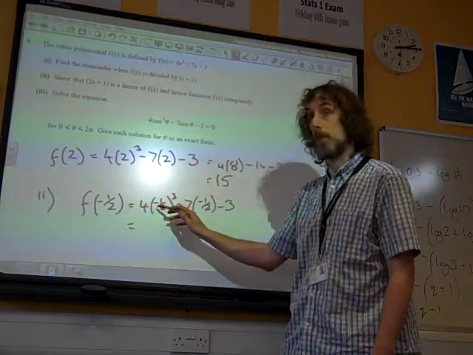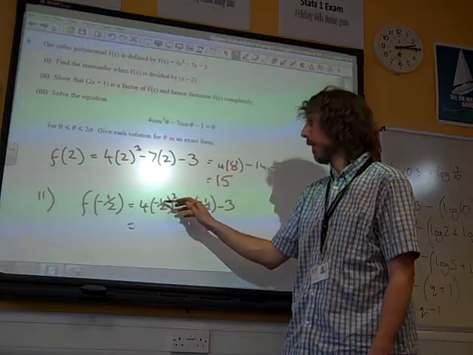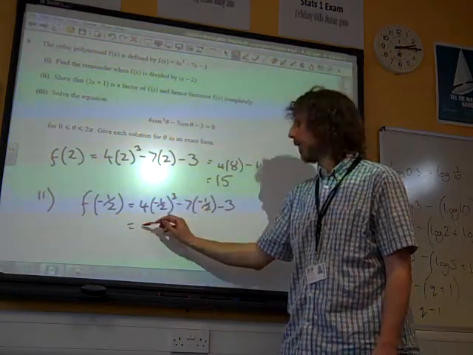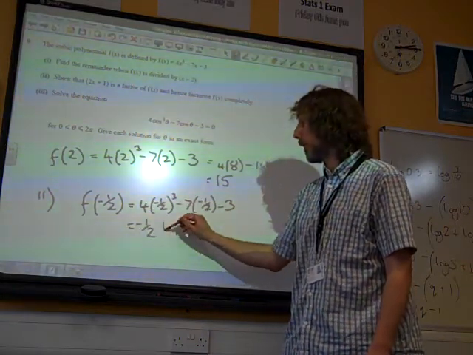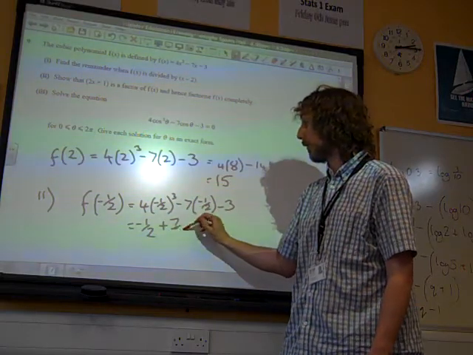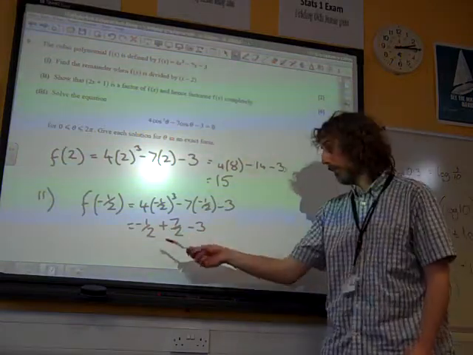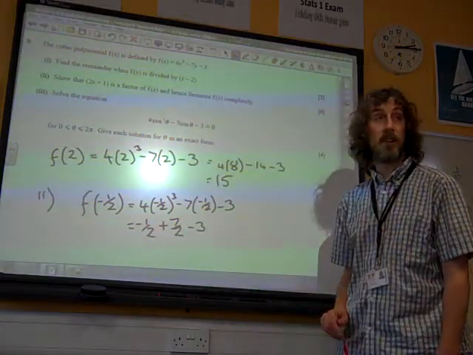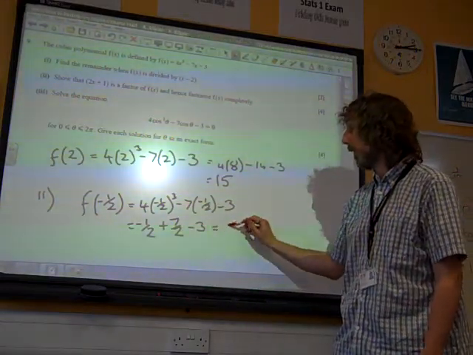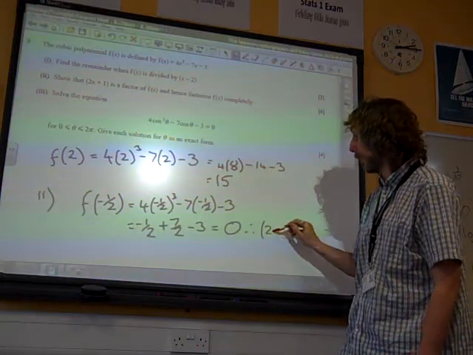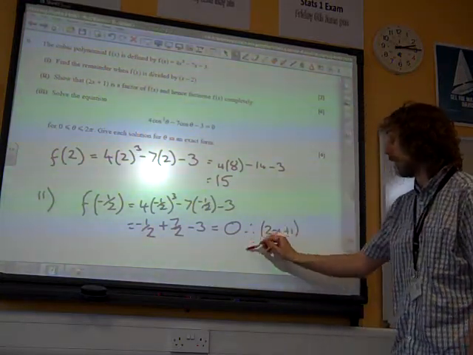This would be, if we look through what we've got here, 4 times minus an eighth, so that's negative a half, plus 7 halves, minus 3. Well, of course, as we know, minus a half plus 7 halves is 6 halves, which is 3, take away 3 is 0. Therefore 2x plus 1 is a factor. Great.